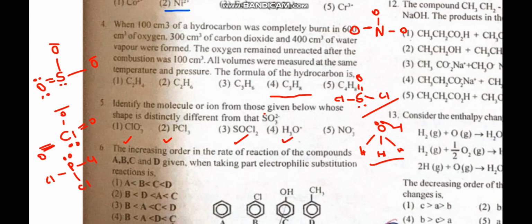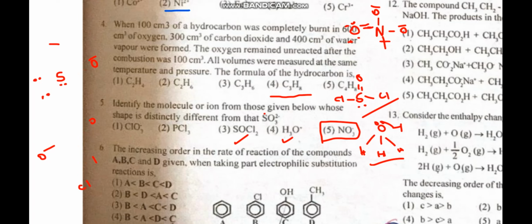NO3 minus, now if I draw, you can see there's a plus on the nitrogen atom, and minus on here and here. So one plus and one minus will get cancelled and another minus remains. So this is actually trigonal planar. The shape of NO3 minus is trigonal planar. Therefore, the one which is distinctly different from SO3 2 minus is the fifth option. Okay, that is the fifth option.